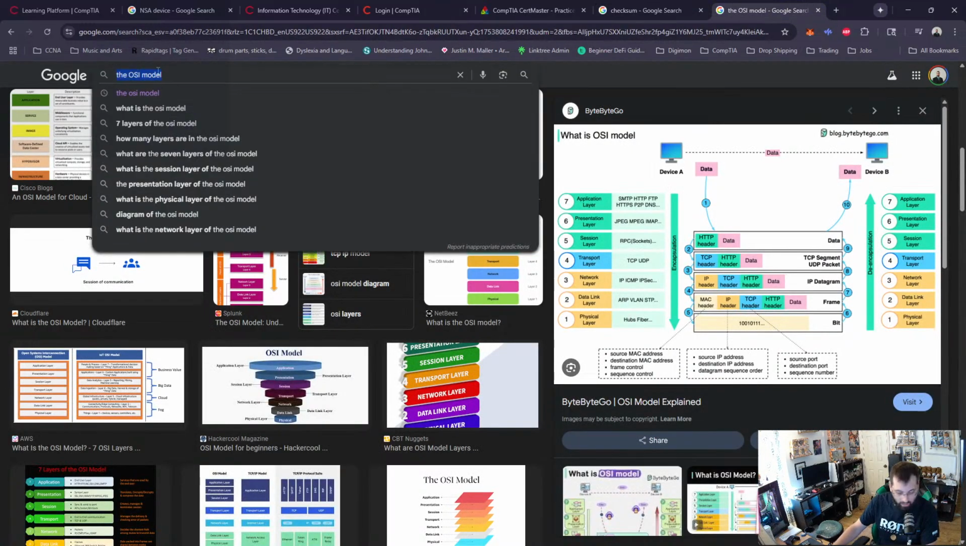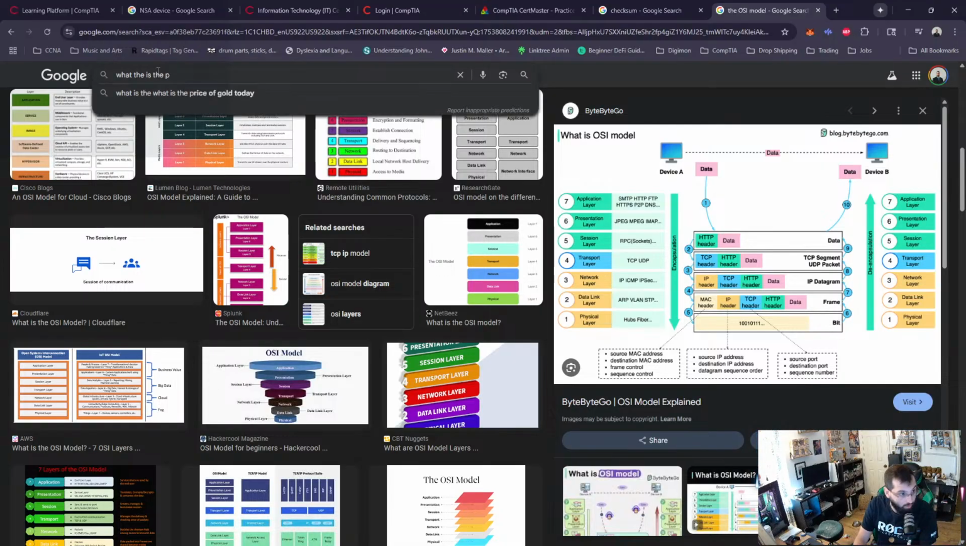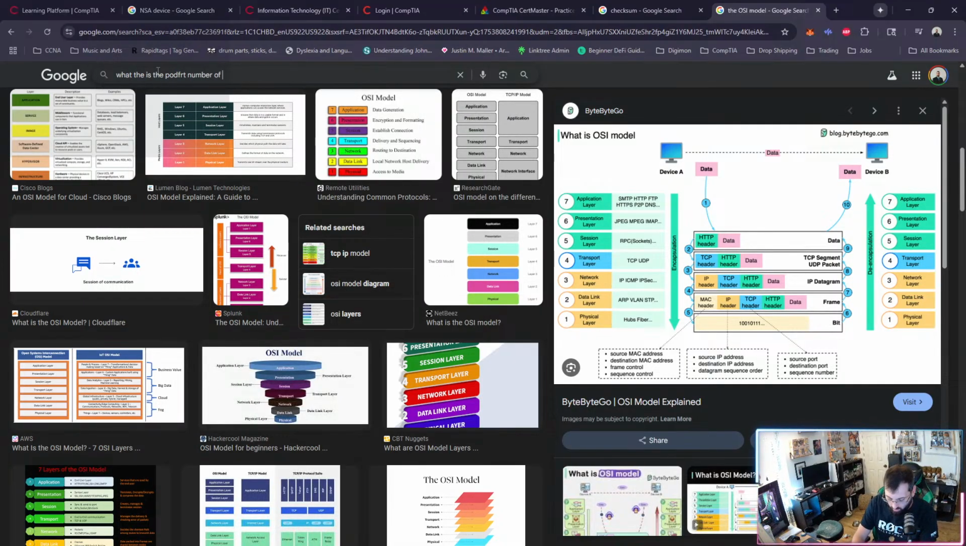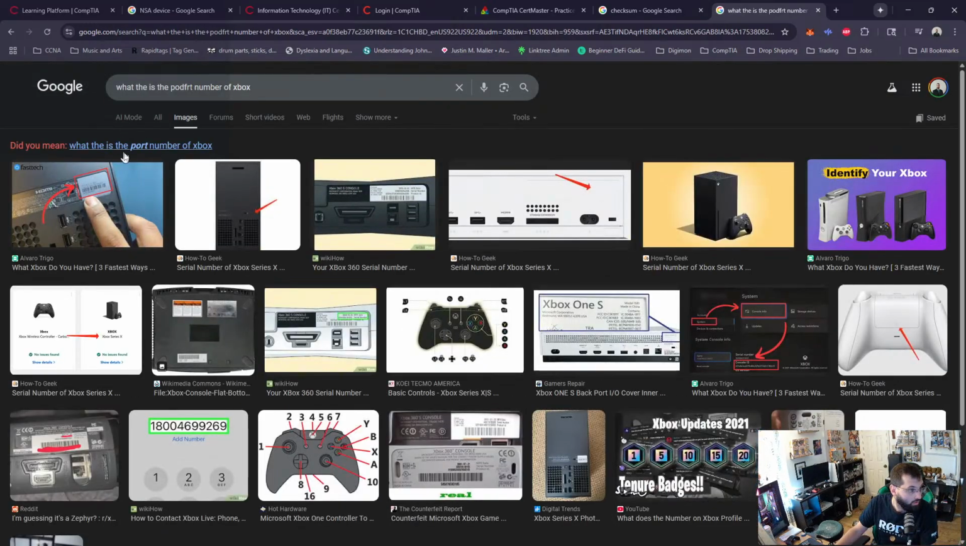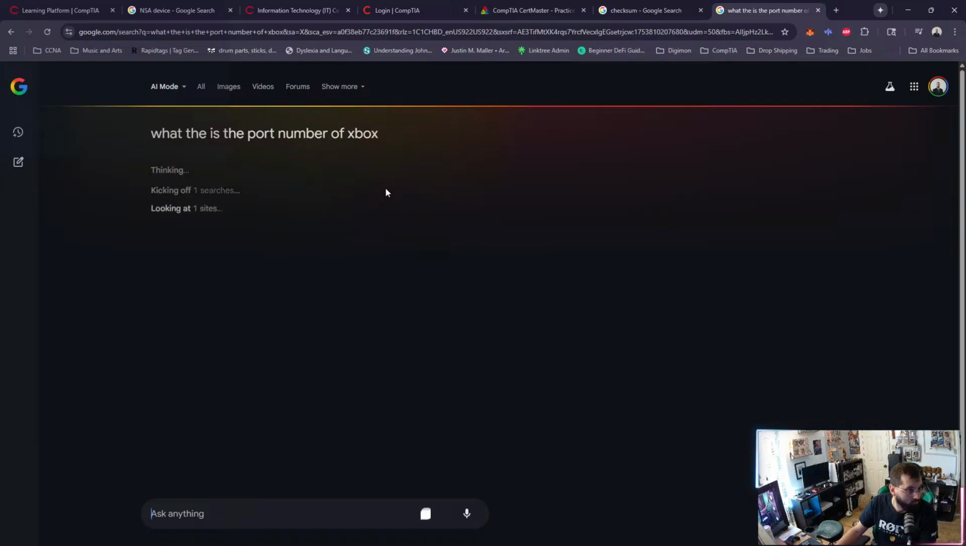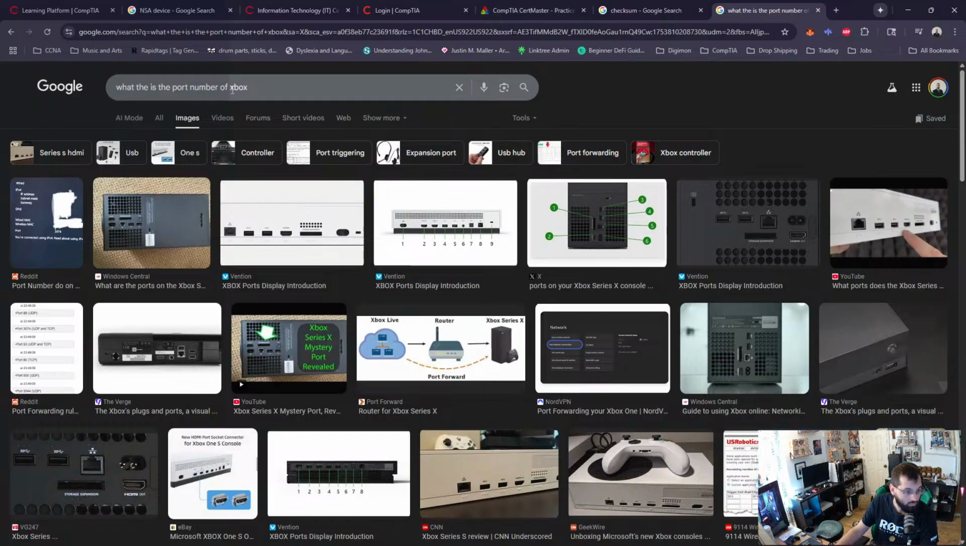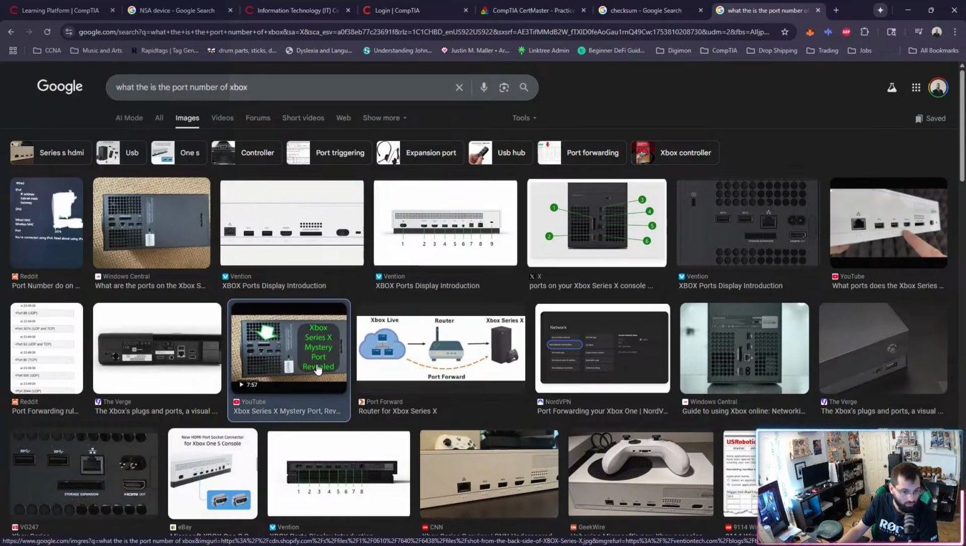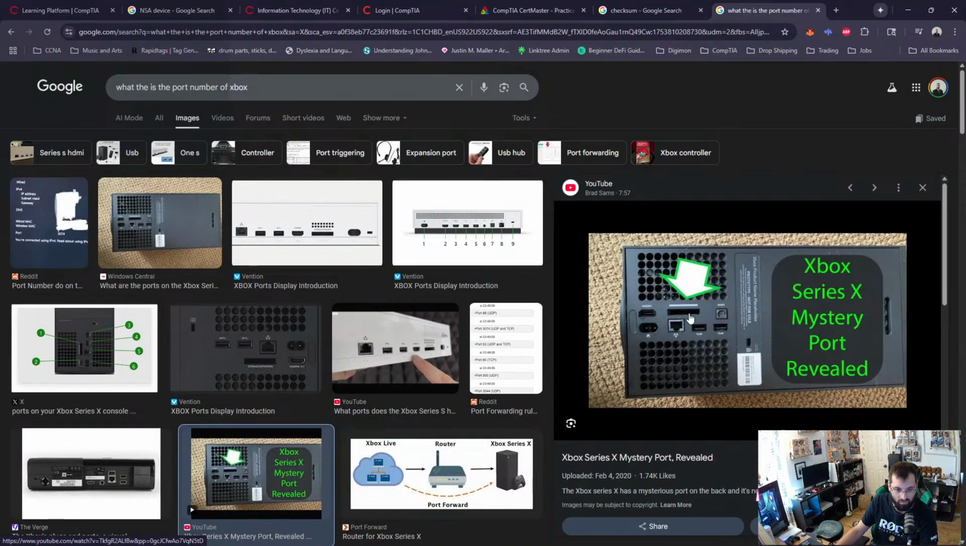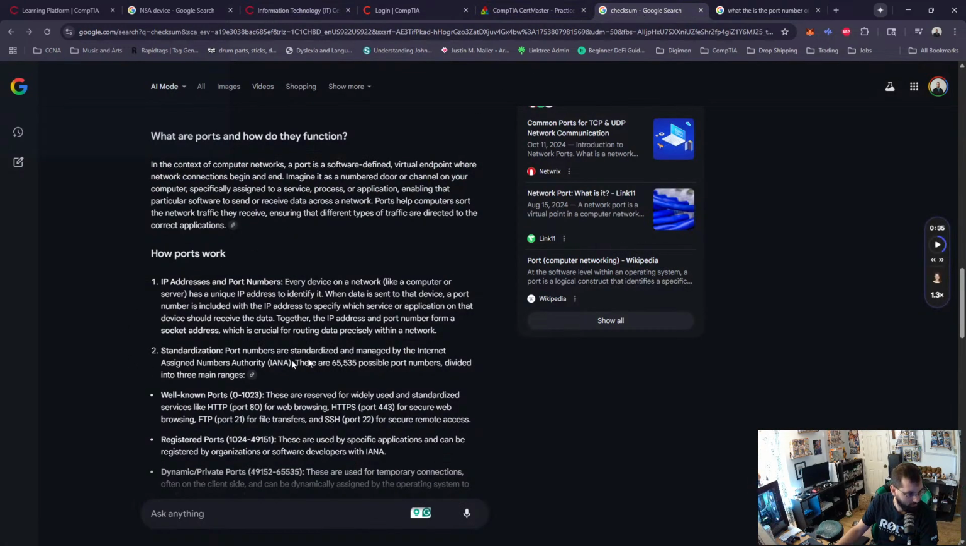Like, we could go here and type in, what is the port number of Xbox? So for performance on Xbox Live, you may need to forward the following ports on your router. All of these. Mysterious port revealed? What do you mean mysterious? That's not mysterious. That's obviously for a memory card. What are you, dumb? Anyway, let's get back to it.